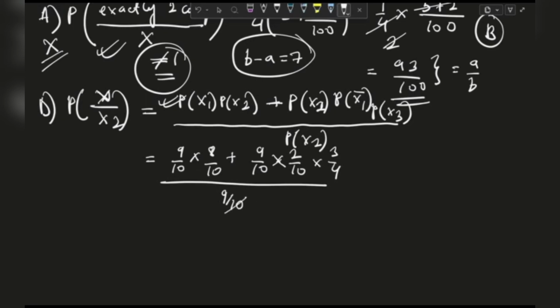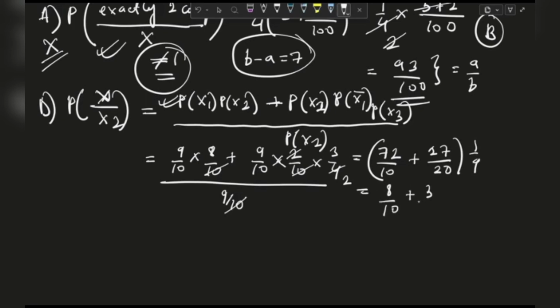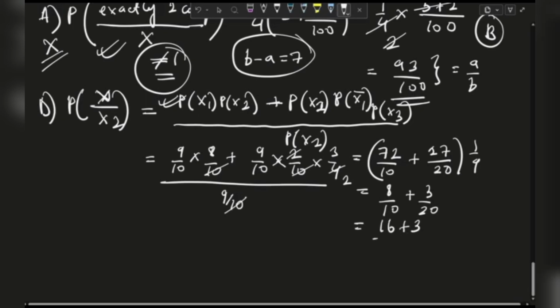So 1/10 gets cancelled from everywhere. So this thing becomes 72 by 10 plus, let's do some cancellation. This thing is your 2 2s are 4. So 9 3s are 27 by 20. And this is 1 by 9. So basically this thing becomes 8 by 10 plus 3 by 20. So this is your 16 plus 3 by 20. And so this comes out to be 19 by 20.